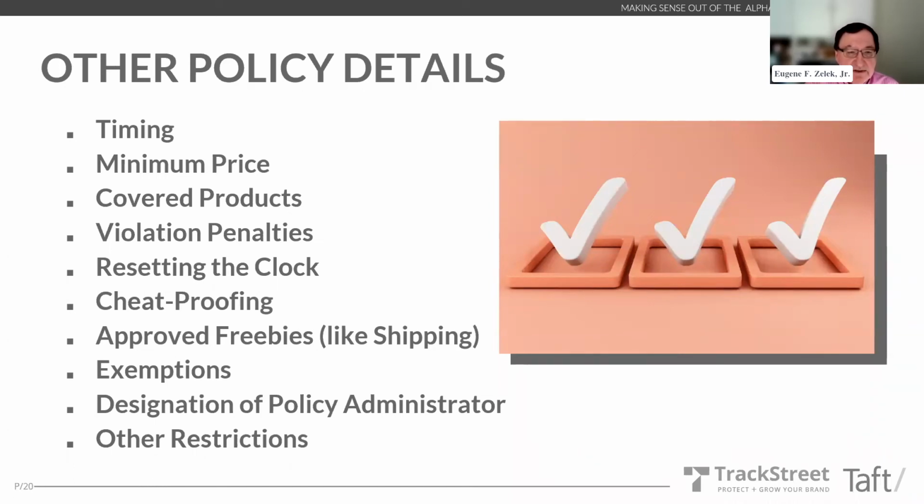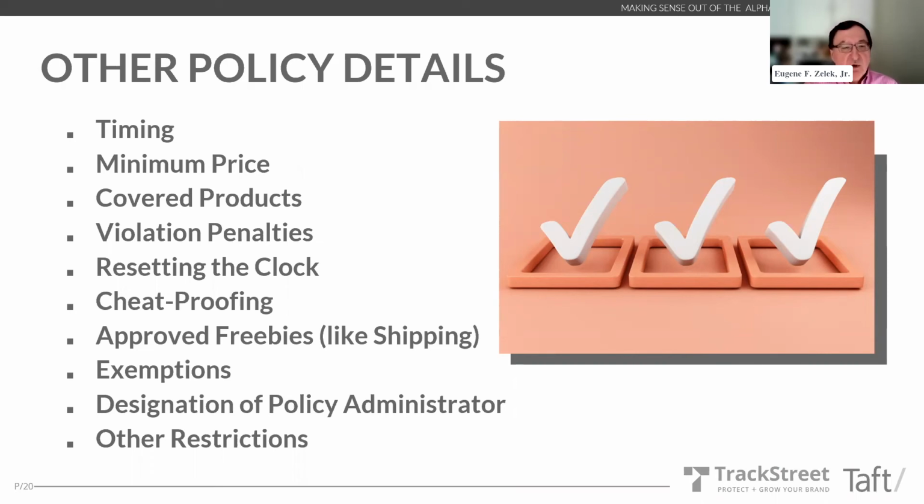By the same token, there may be certain things that are freebies, an approved freebie, meaning that we're not going to treat it as a discount, such as shipping. Why? Because almost everybody offers free shipping. And then there may be some exemptions, by which I mean certain behaviors that are exempt provided that certain hoops are jumped through.